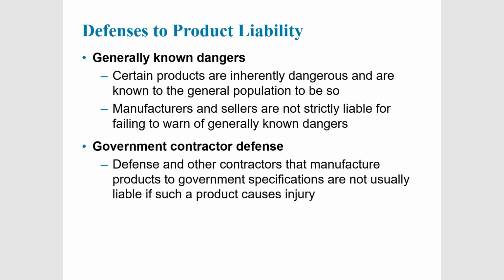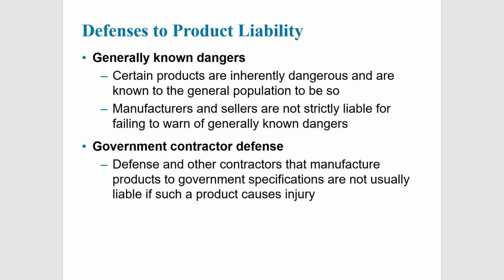This is when we have certain products that are just inherently dangerous and are known to the general population to be dangerous. So manufacturers and sellers are not strictly liable for failing to warn of generally known dangers. That would apply to a negligence case as well. Not just strict liability, but basically if there is a generally known danger. So my example earlier of a knife being sharp and cutting somebody, that's probably not a product liability suit because it's generally known that knives are sharp and can cut and harm people.